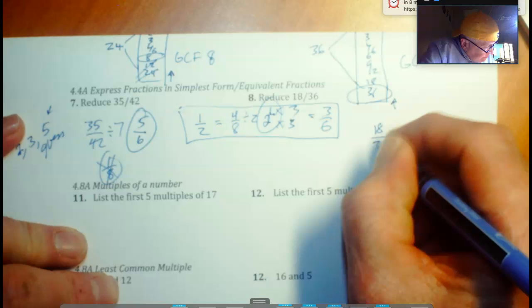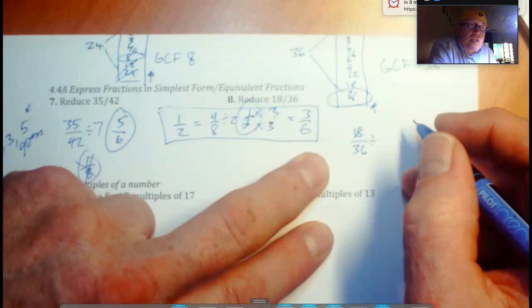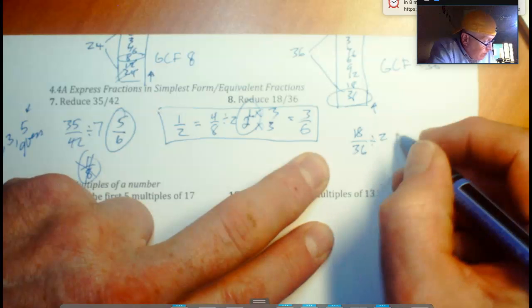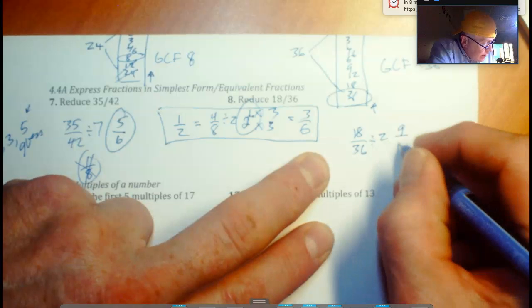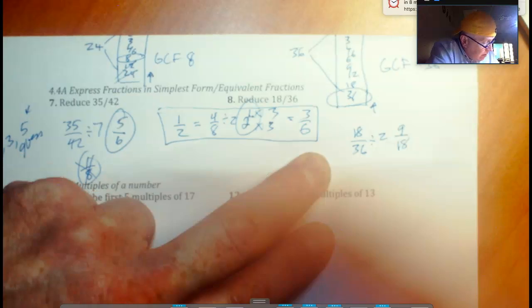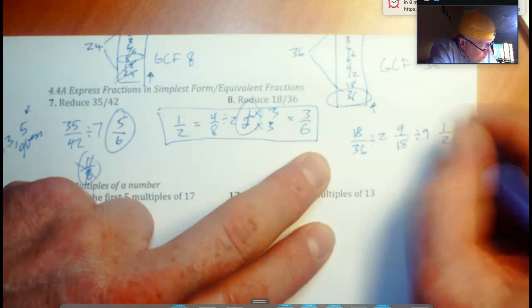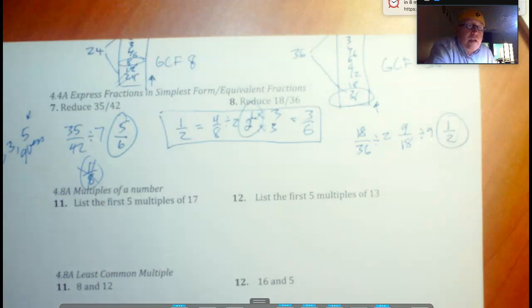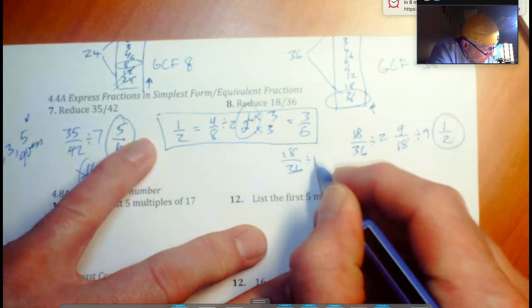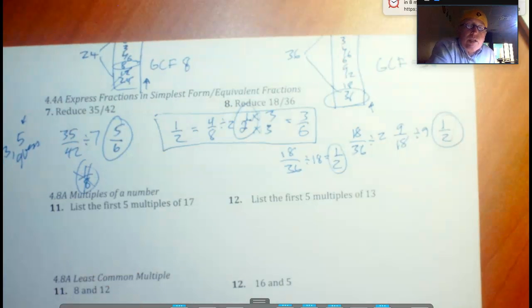And then we have 18 over 36. Most kids are going to start with 2 here. I would start with something bigger, because the bigger the number I start with, the faster I get done. But let's just do 18 divided by 2. 18 divided by 2 is 9. 36 divided by 2 is 18. Uh-oh, I'm starting to see something here. What if I divide those both by 9? 9 divided by 9 is 1. 18 divided by 9 is 2. That's the same as 1/2. Now, I could have divided by 18 right up front here, too. If I would have divided 18 over 36 by 18 right away, I would have got 1/2. Either way, you've got to get it down into the simplest form.